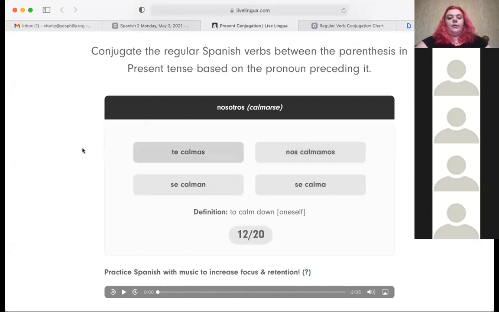Okay, so this one's a little bit different. Nosotros calmarse. So don't worry about these things in the front, but they're called reflexive verbs, and we'll go over them a little bit later. But for nosotros, let's focus on that. It's basically saying like we calm ourselves down. So is it going to be AS, AN, AMOS, or A for nosotros? And it's an AR verb.